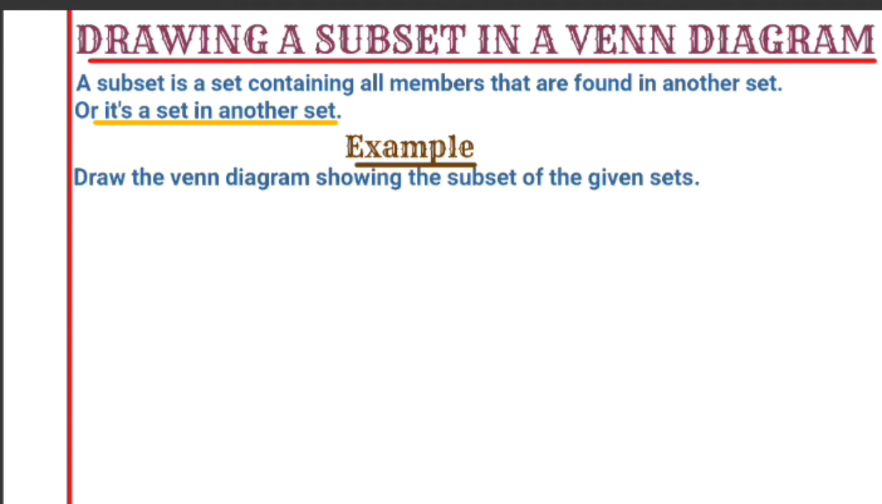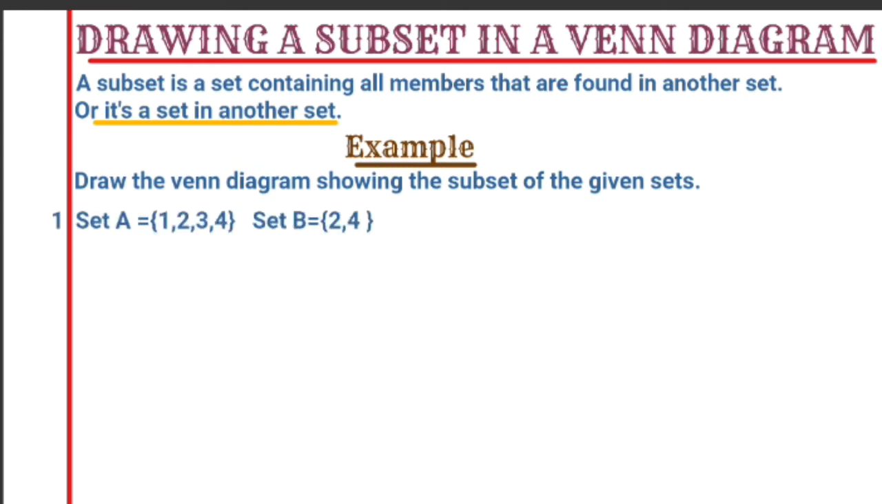The instruction for our example is: draw the Venn diagram showing the subset of the given sets. Number one: set A has members 1, 2, 3, 4, and set B has 2, 4. These are the two sets we want to draw. Before we draw anything, first of all, we need to identify which one is a subset between these two sets.